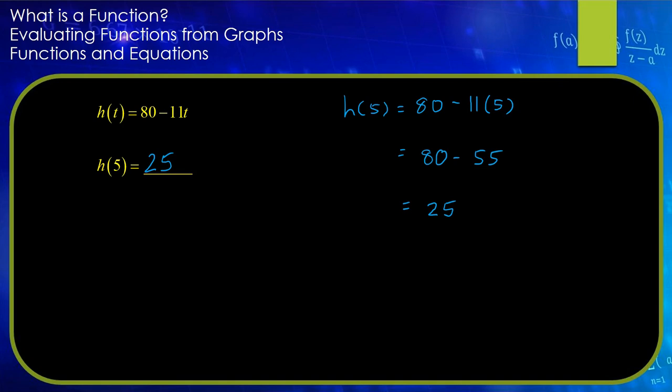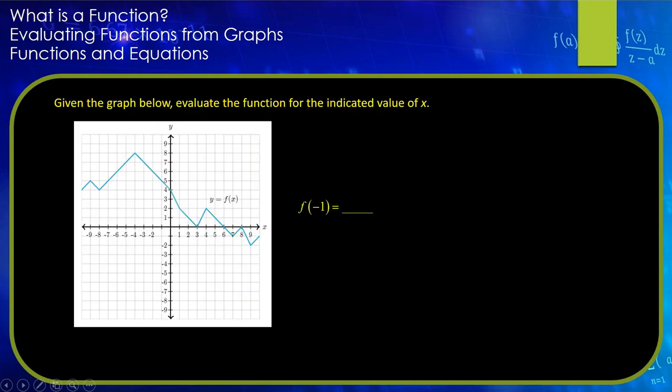Now we're going to do the same thing as we did here, but we're going to use graphs to do it. So for this next example, you're given that blue graph, that jagged line, is the function y equals f of x. So find f of negative 1.